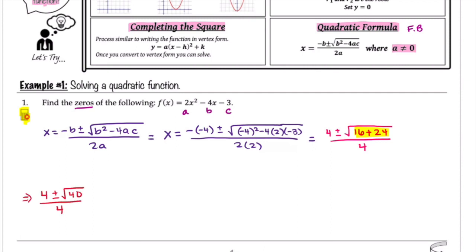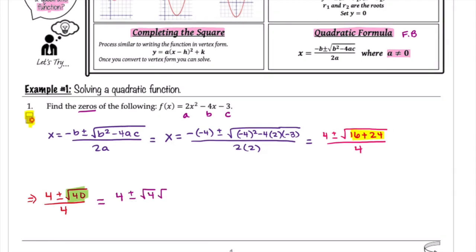All right, so at this point, I have the square root of 40, which I know can be broken down further. I'm going to simplify further here. Two numbers that will multiply to 40, one of which is a perfect square, would be 4 and 10. And let's keep going. Let's keep simplifying. I have 4 divided by 4. And I have plus or minus 2 rad 10 divided by 4.